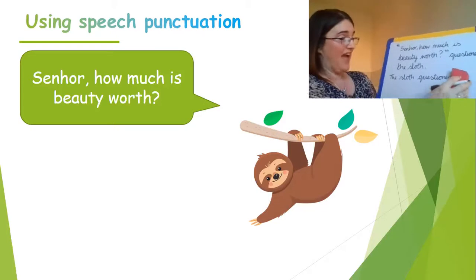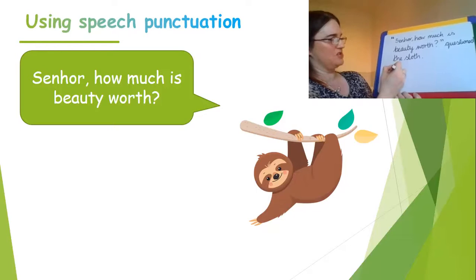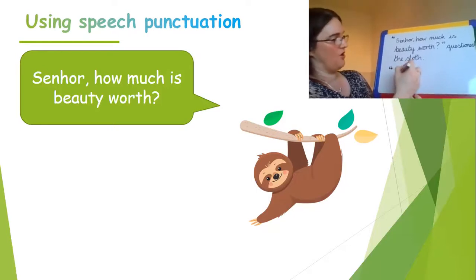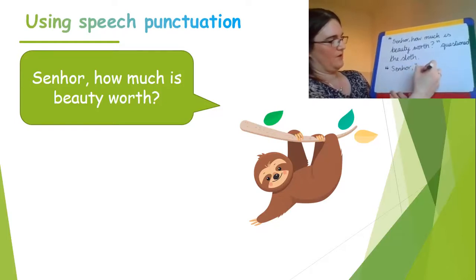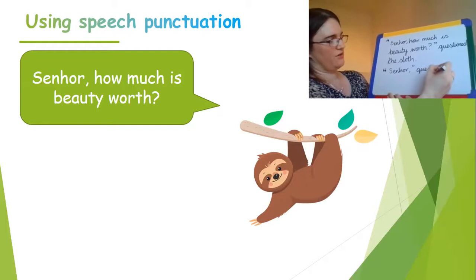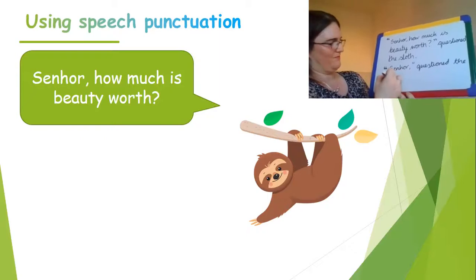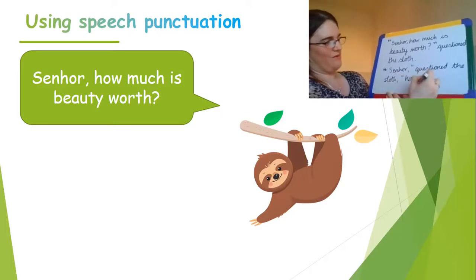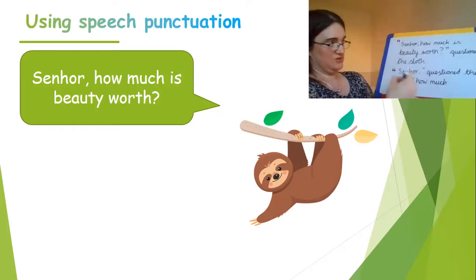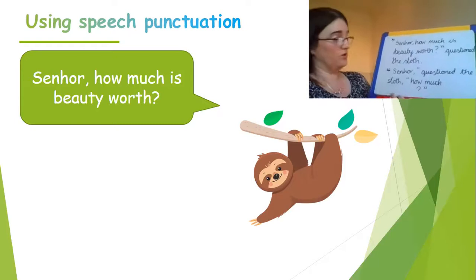We could also have our reported clause in the middle. So we could do a bit similar to the page where we had the toucan, where we have "Señor," comma, questioned the sloth, and then another pause before we carry on with the speech. "How much is beauty worth?" And we would write our question mark and close our speech and have our reported clause in the middle.